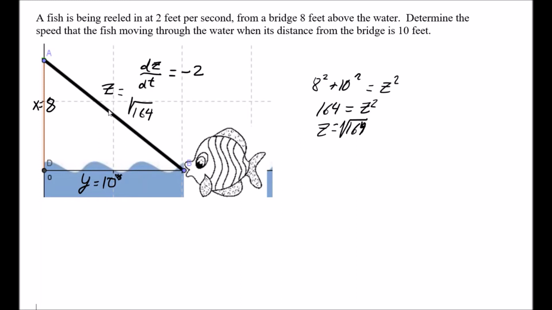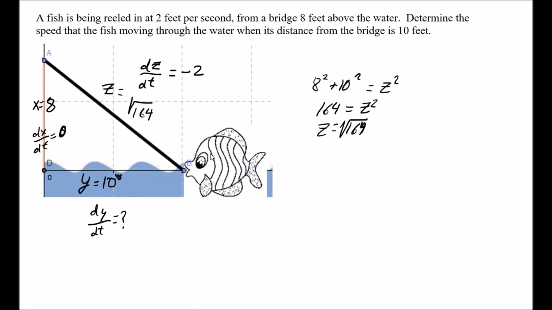All right. What other information do I have? Well, let's see. What am I actually looking for? I'm looking for the speed that the fish is moving through the water. That's this right here. I'm actually looking for the change in this dimension, change in y. So that's dy/dt, question mark. How fast is this dimension changing, the height of the bridge? Well, the height of the bridge is not changing. So dx/dt is 0, right? The height of the bridge is changing by 0 feet per second.